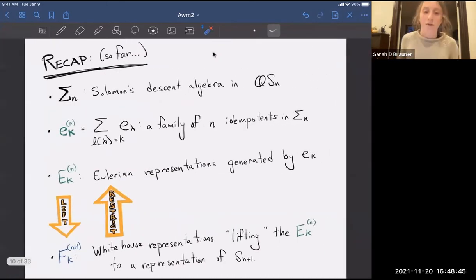Okay, so to recap what I've said so far, we have this combinatorially defined algebra, and then we had a family of idempotents in that algebra that generated a family of representations of Sn, and those representations had this extra structure that they could be sort of realized in Sn plus 1. But so far from what I've said, I haven't really told you or given you any intuition for why this is true. And so what I want to do now is sort of explain topologically why this happens.